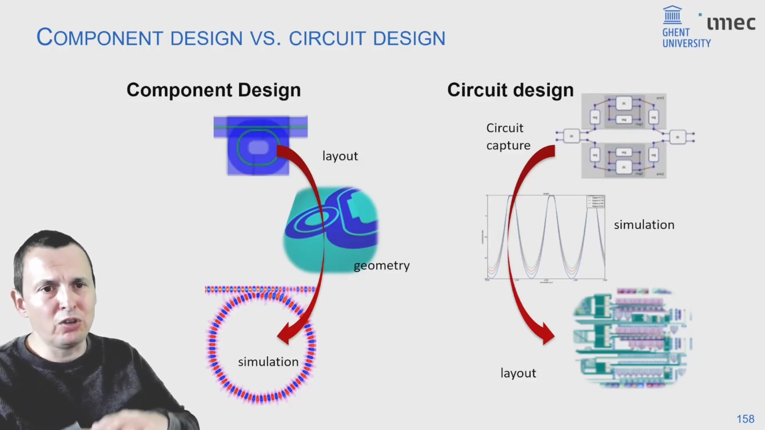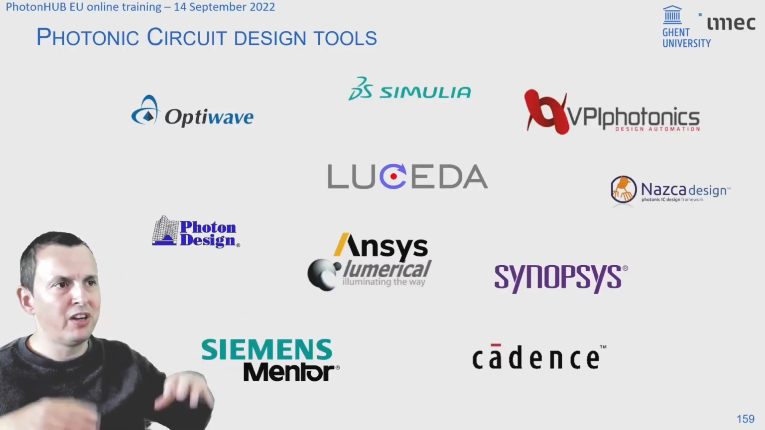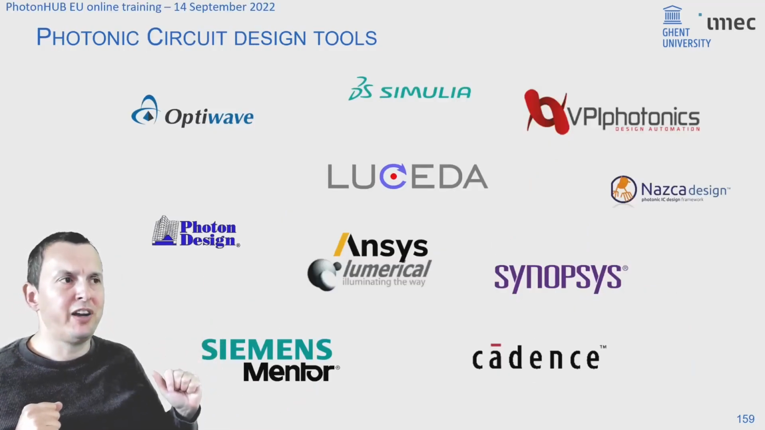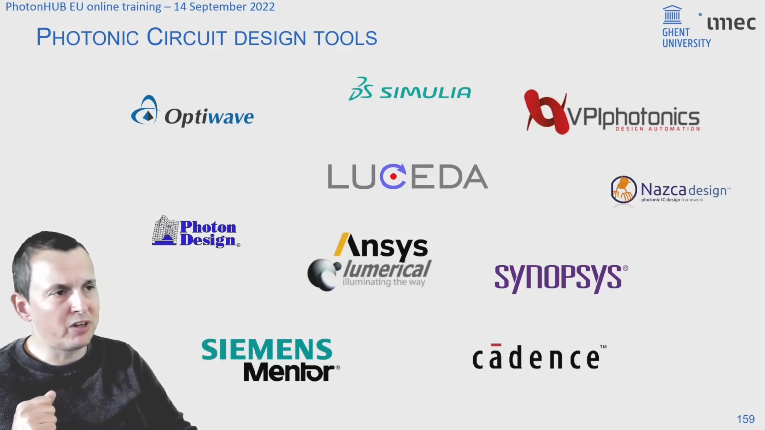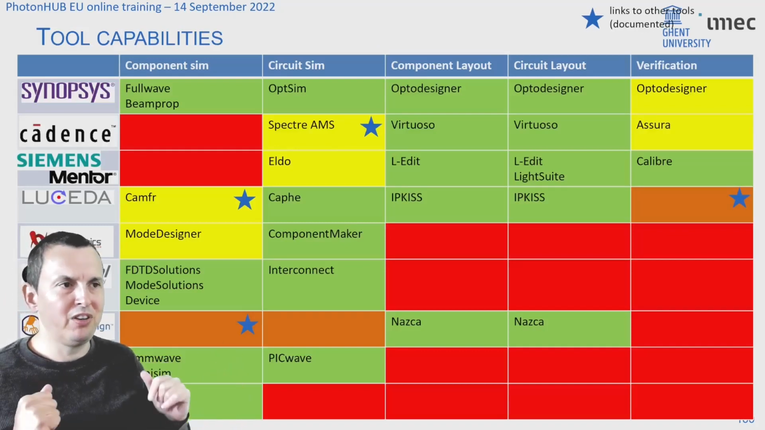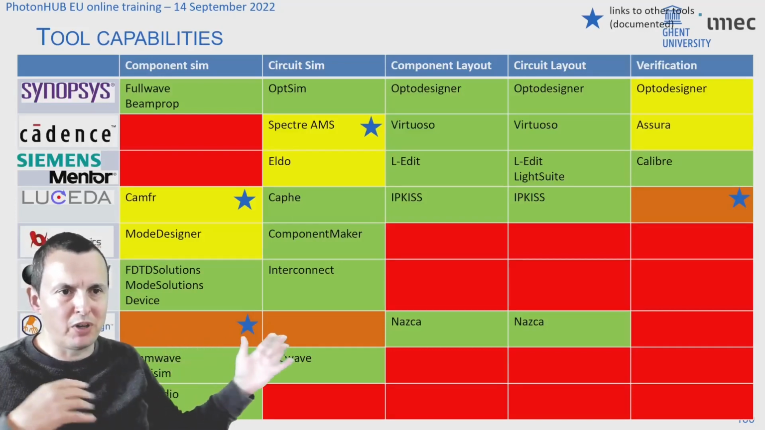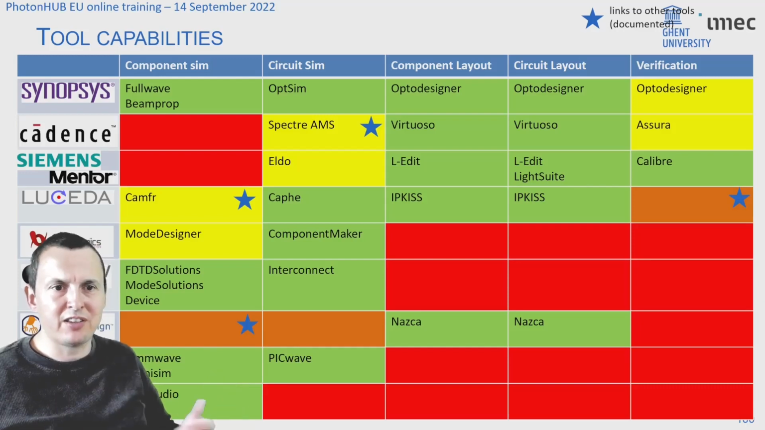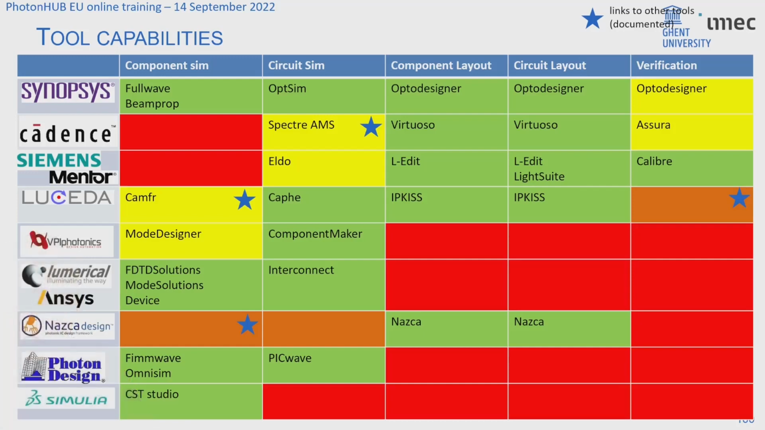Now, there's a whole toolbox of both component design and circuit design tools out there, and I'm just listing a number of vendors here who provide tools that give you different parts of the design flow, and in some cases all the parts of the design flow. But none of them, and that's my personal opinion, has a first-in-class solution for all the parts in the design flow. So in many cases you see that designers are mix and matching different tools from different vendors and combining them together.